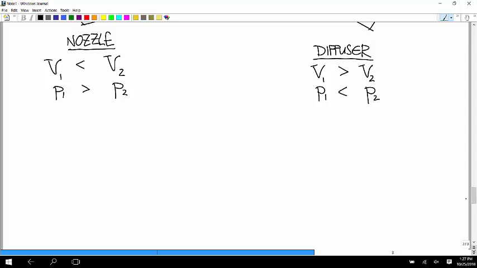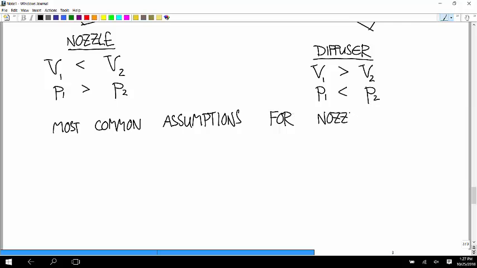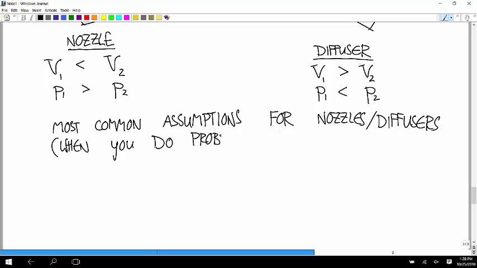Okay, so the most common assumptions. This is true for both of these 2 things. As you can imagine, the calculations are the same. It's just you switch where the values are. And remember that when you do problems, you want to go through the assumptions carefully yourself.